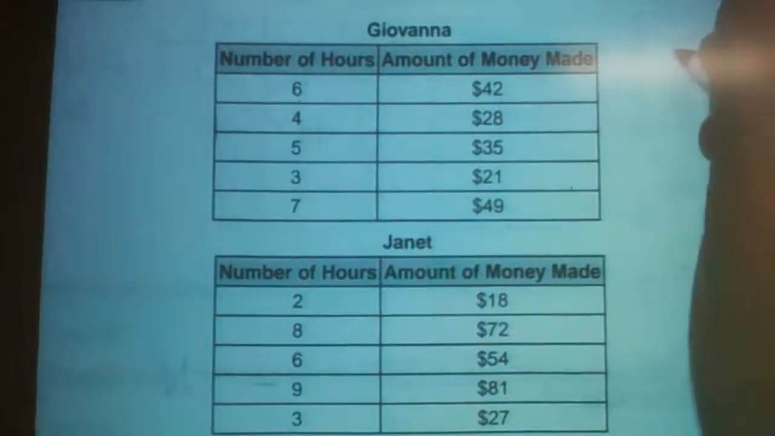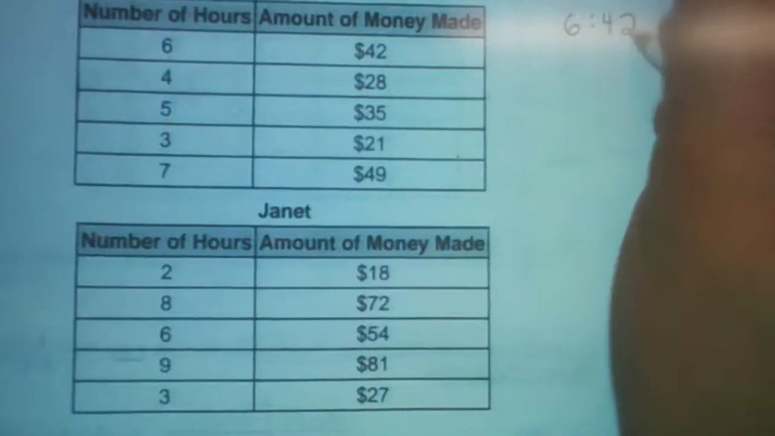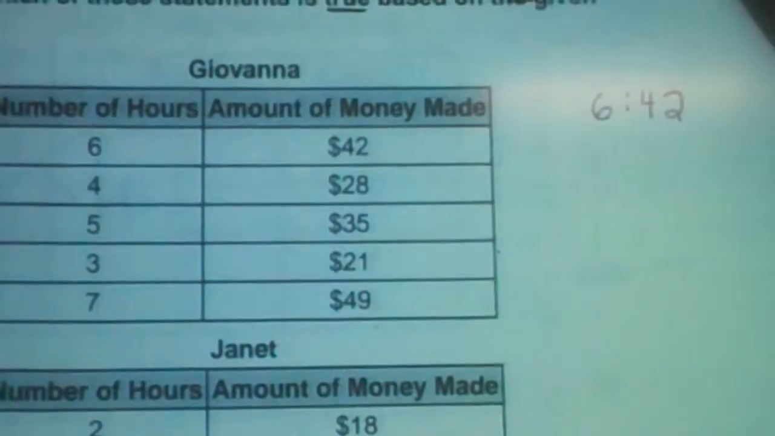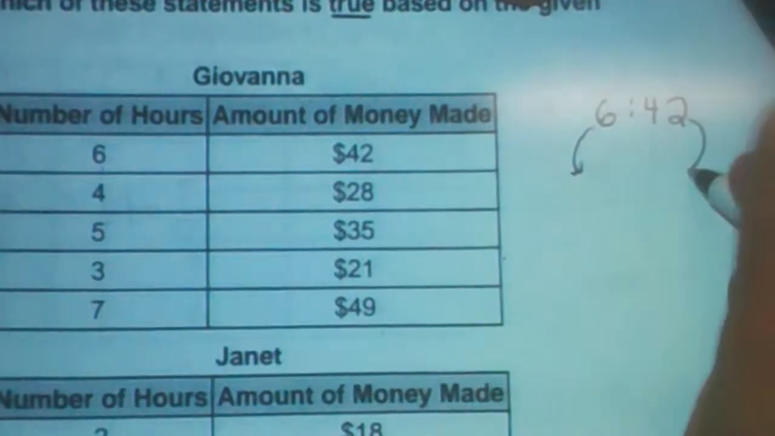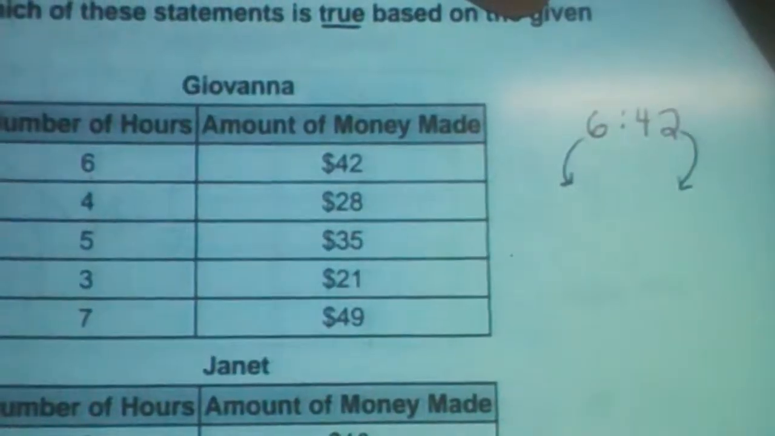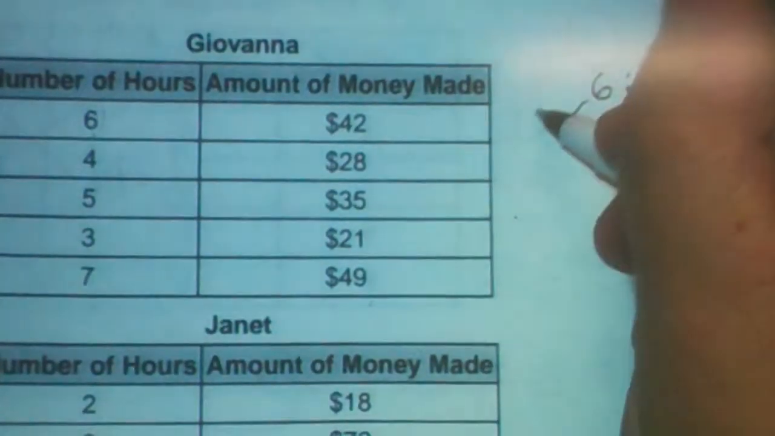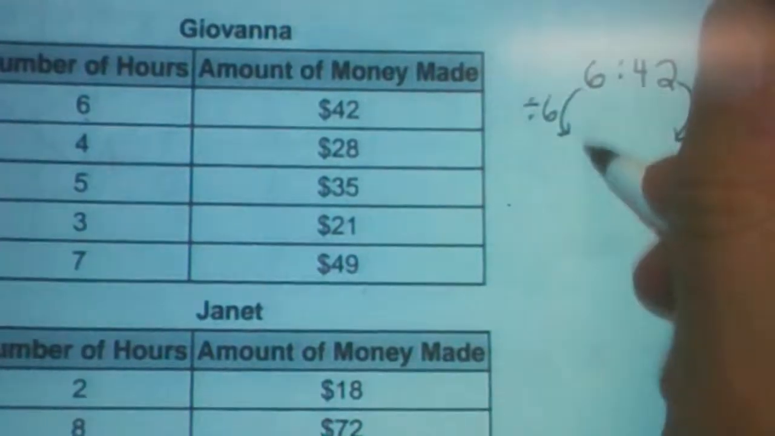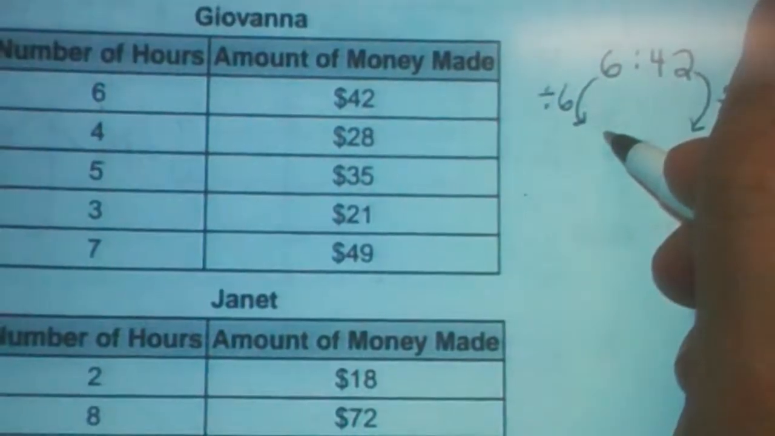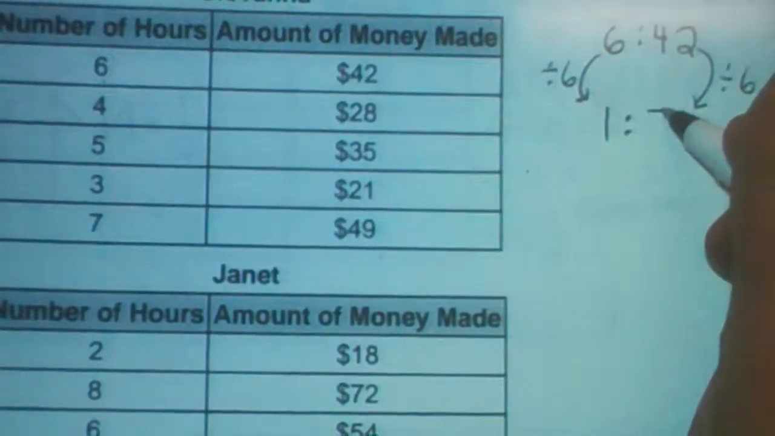So over to the side, I'm going to do 6 to 42 and think to myself, what can I divide both sides by to get this into simplest form? Go ahead and call it out if you think you know what it is. If you said divide by 6, you would be right. 6 divided by 6 gives you what? Call it out. 1. 42 divided by 6 gives you 7.